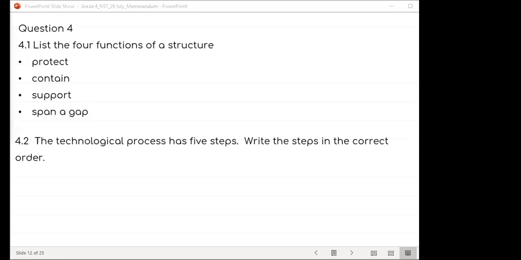The technological process is design, develop, test, recreate, and repeat. Could you repeat that for me? Design, develop, test, recreate, and repeat. Design, develop, and then test, test and repeat. Recreate, and repeat. Okay, recreate and repeat. Beautiful. Thank you very much, Tyron. You're welcome.